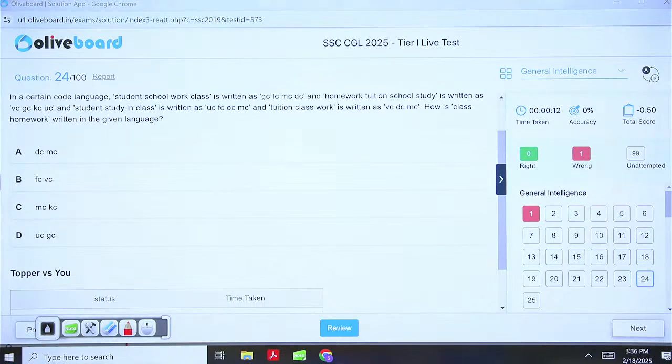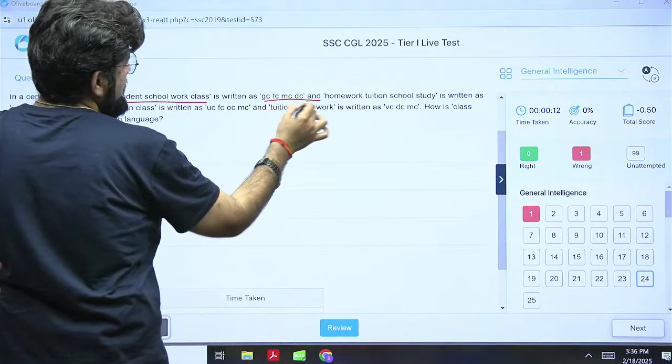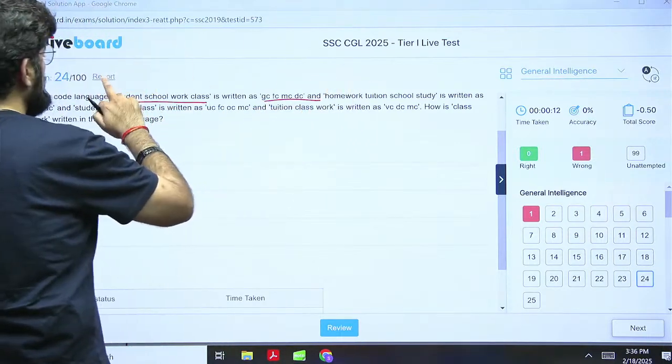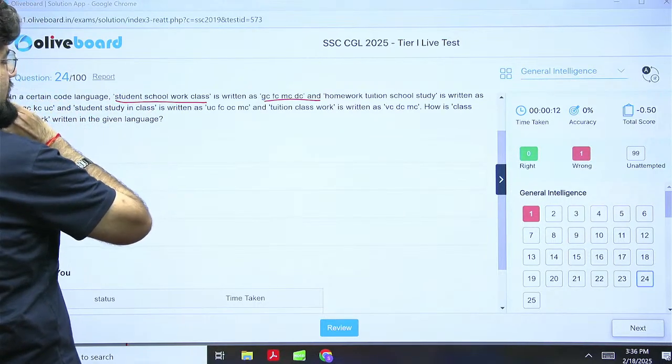So we need to find out class homework. Okay, student school work class. Student school work class is written as this, and homework tuition school study. So school. So we can get from school here, but okay, let's move on to the next one.